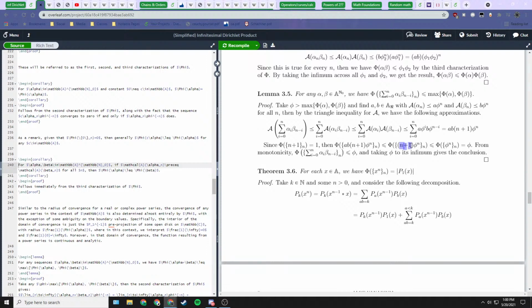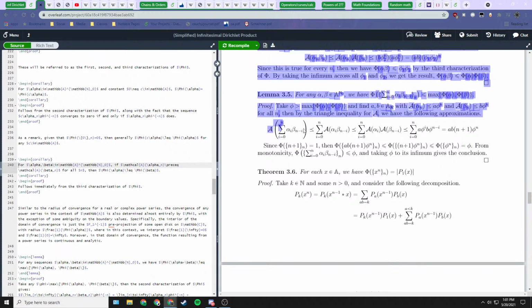Because we have phi of n plus 1 is just 1, we use the sub-multiplicativity property of the phi function to give us that this phi of n plus 1 times phi power n is bounded by just the phi of the exponential series phi power n. And of course, if you do the root test on an exponential series, you just get the base, and that's phi.